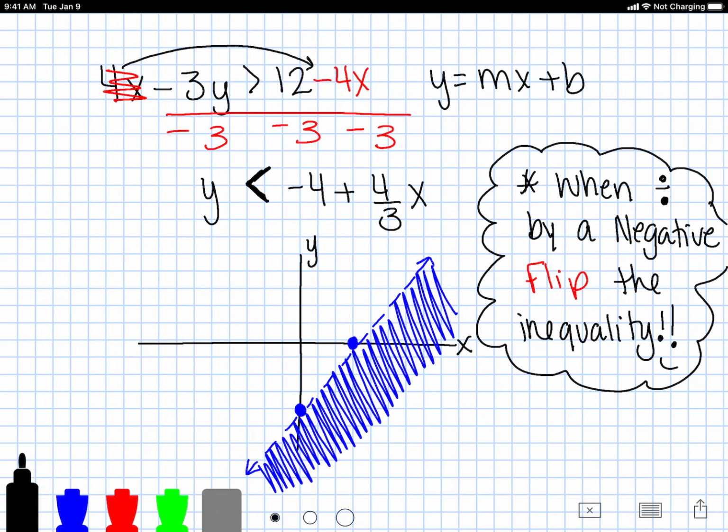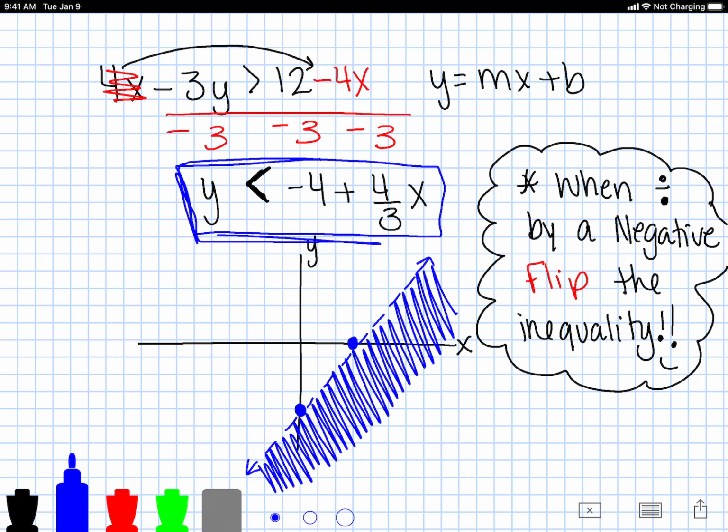So make sure you can solve for y by moving the x term and then dividing. We've done that plenty of times. Just be careful if you're dividing by a negative. That's the little note there in that bubble. If you divide by a negative, you got to flip that inequality sign. All right, so let's take a look at your assignment this week on Delta Math.